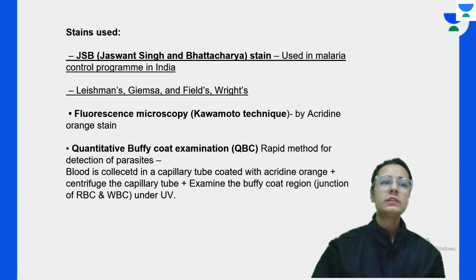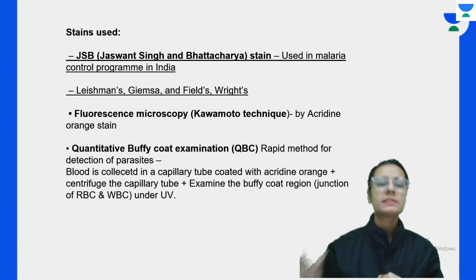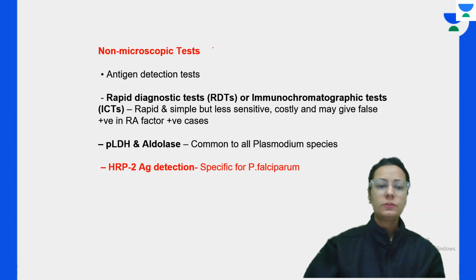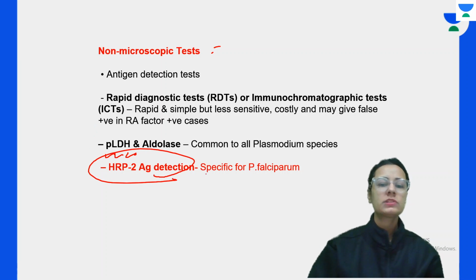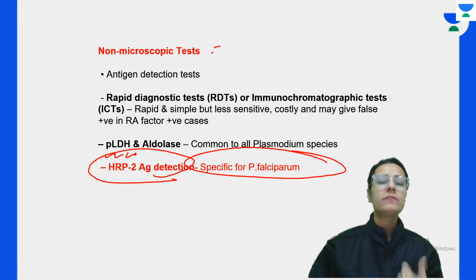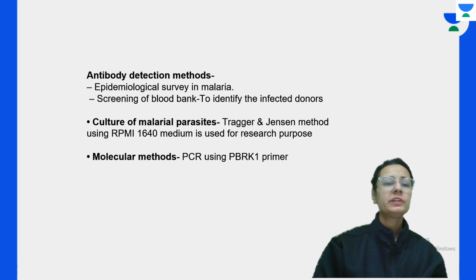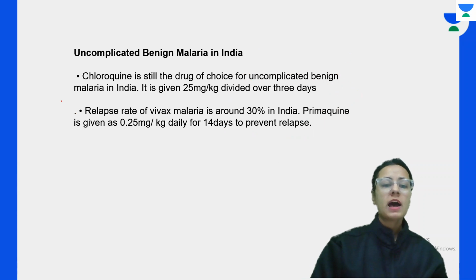Next is the Kawamoto method, which is a fluorescence-based method. We use acridine orange dye, and we prepare the QBC by centrifugation, and at the junction of the RBCs and the WBCs, we check for the parasites under fluorescence. Then we have the RDTs and ICTs, in which we check for antigens, that is LDH and aldolase, and the HRP2 antigen, a histidine rich protein antigen, which is specific for Plasmodium falciparum, and is also known as the Para-F test. Then we have antibody detection tests, and the molecular methods.